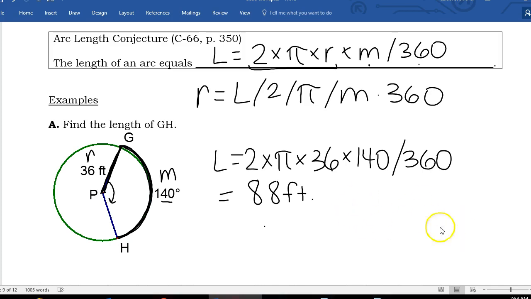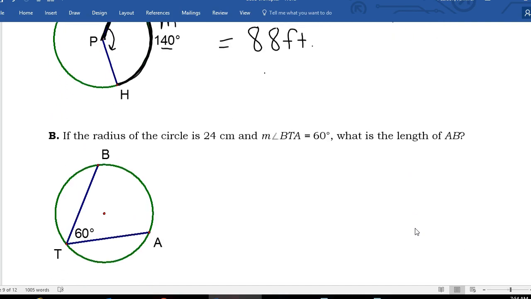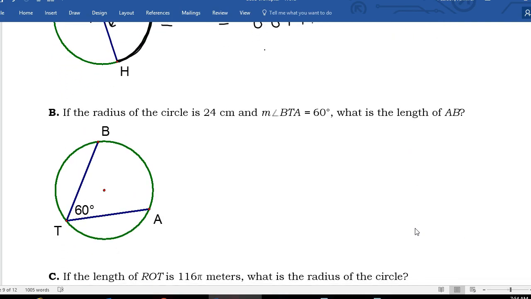Let's try another one. The second example tells me the radius of the circle is 24 centimeters and the measure of angle BTA is 60 degrees. What is the length of arc AB? So my goal is to find out the measure and the length here. I have an inscribed angle of 60 degrees.